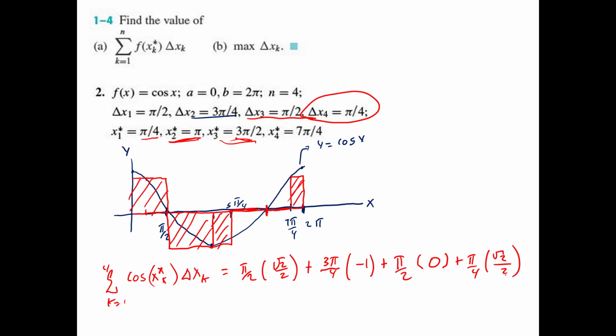You can get a common denominator, write that all as one fraction. You can get a decimal approximation, whatever you want to do. It's the same thing we've been doing. We're approximating the area under the curve, but now we're allowing both positive and negative areas, and all our widths are not the same.